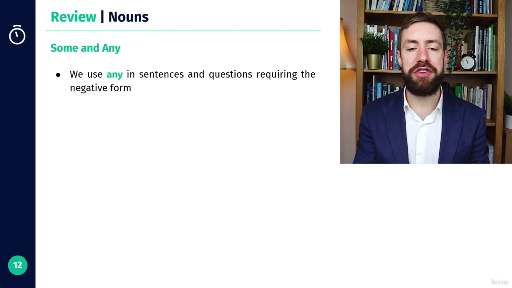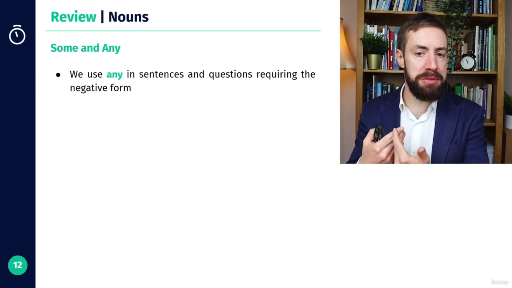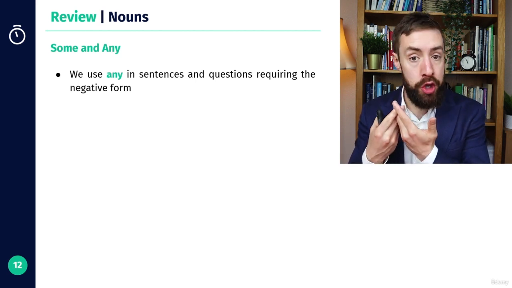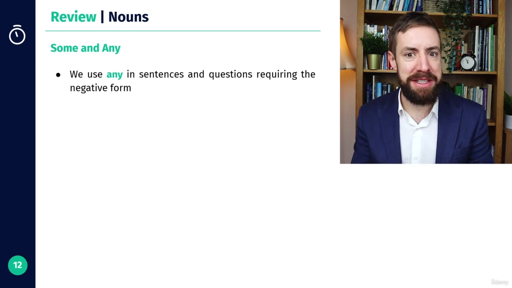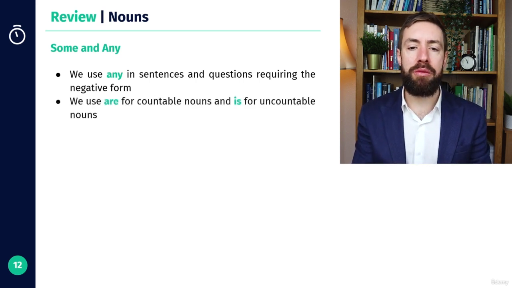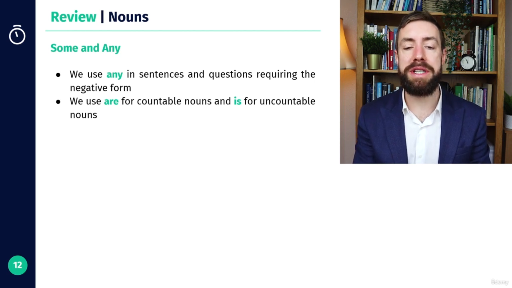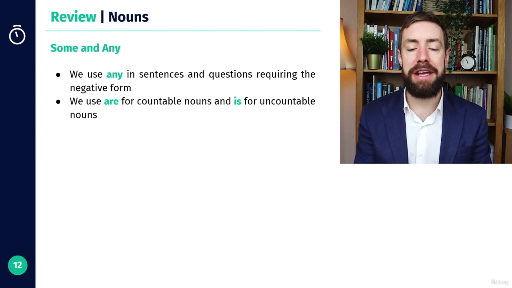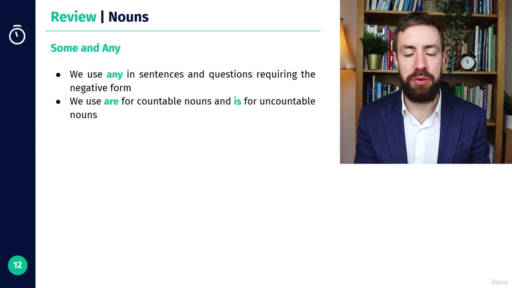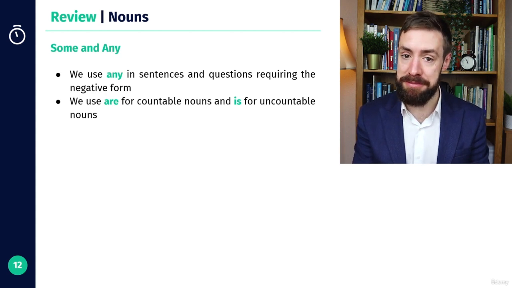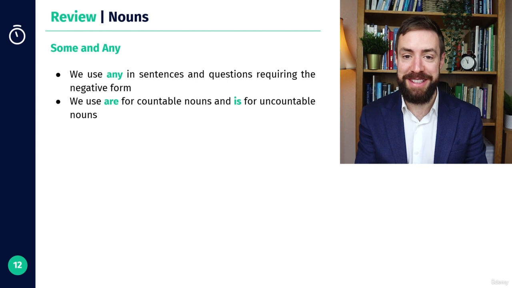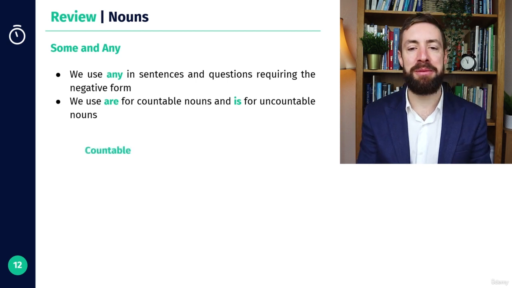So when we're using any, that's used in sentences and questions when it's the negative form. So we're saying the feeling of no. All right, we'll see some examples shortly. And when we're talking about countable nouns, when there's more than one, we say are. And if it's uncountable nouns, we're going to use is. So those are the rules. Let's see some examples so it's a bit more clear.